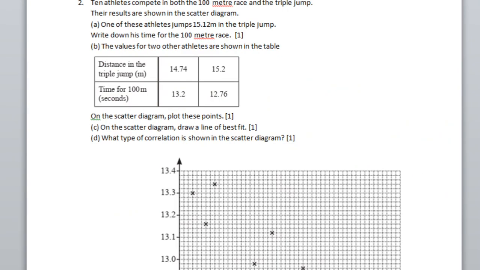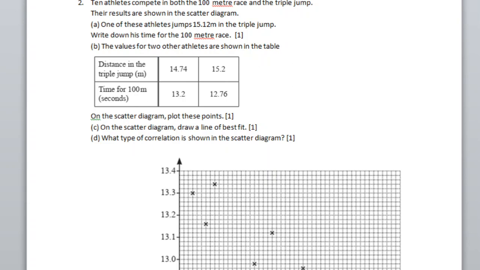Question number 2. 10 athletes compete in both the 100-meter race and the triple jump. The results are shown in the scatter diagram. So we'll have 10 crosses displayed in the scatter diagram representing the result of 10 athletes. Part A, one of these athletes jumped 15.12 meters in the triple jump. The triple jump is shown in the x-axis. Write down the time for the 100-meter race.